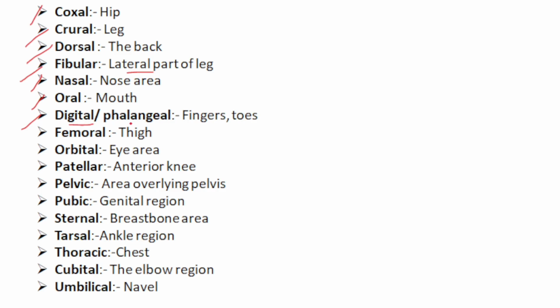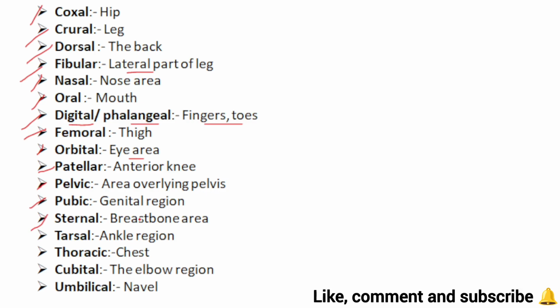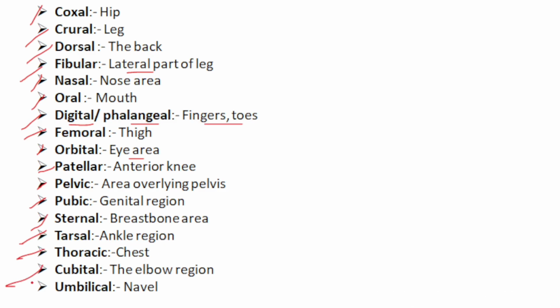Nasal, nose areas. Oral, mouth. Digital or phalangeal, fingers or toes. Femoral, thigh. Orbital, eye areas. Patellar, anterior knee. Pelvic, area overlying pelvis. Pubic, genital area. Sternal, breastbone area. Tarsal, ankle region. Thoracic, chest. Cubital, the elbow region. Umbilical, navel.